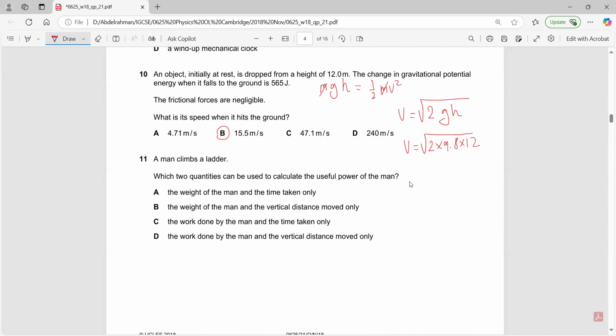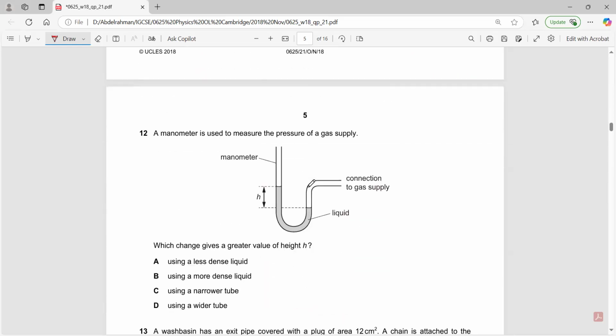A man climbs a ladder. Which two quantities can be used to calculate his useful power? How can we find the useful power? We need the energy and the time taken. Energy is the work done, and the time taken. So it is C. Power equals energy over time.